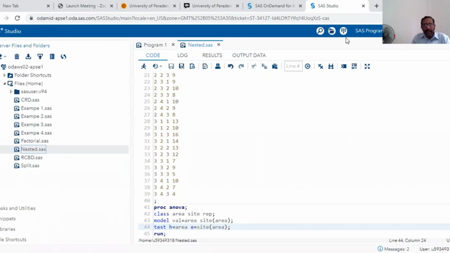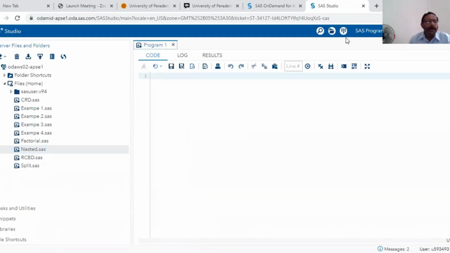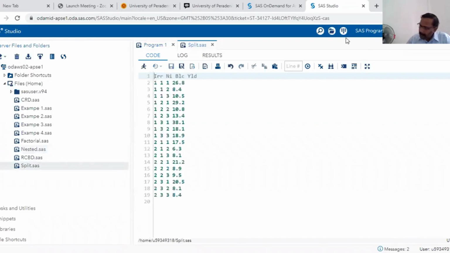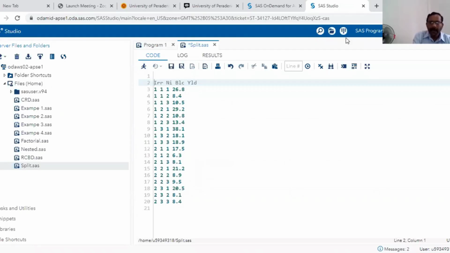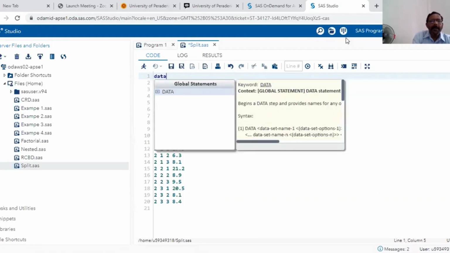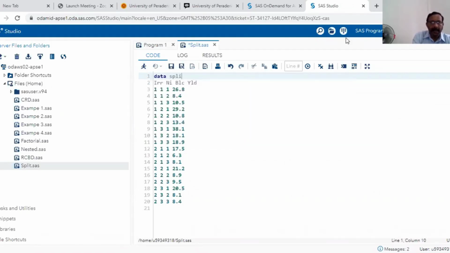No question, right? Okay, now I'm going to talk about split plot design, right? Split plot design, the same example that we took in the class. I'm going to do it again. I have already entered the data, so I'm going to say data split plot. So I will simply say split, right?